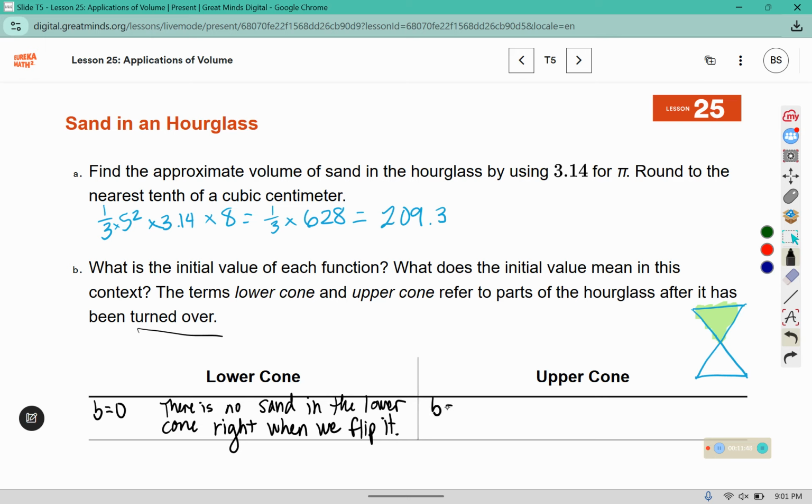But for the upper cone, all the sand starts there, and it's going to start to pour into the bottom as time goes on. But it starts with all of the sand, which is 209.3.